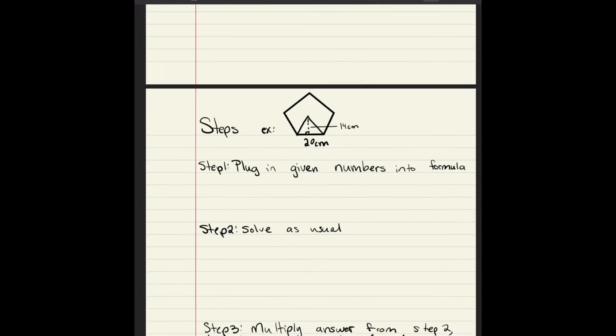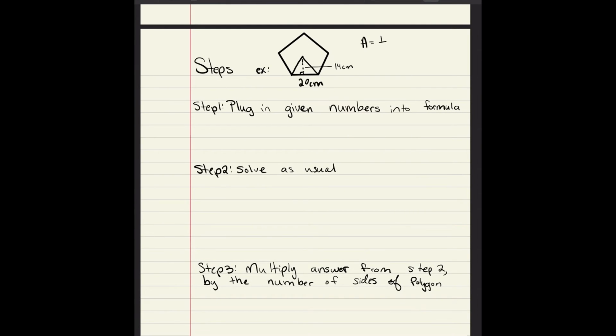All right, let's try some steps. For our example, we're using the same one, and the area is a half base times height times the sides. So step 1 is to plug in given numbers into formula. So our formula is a half base times height, and we plug in what we have. We have a half times 20 times 14. And now I'm going to do step 2, which is solve as usual. So I have A equals a half. And when I say solve as usual, I mean solve like you would for a triangle.